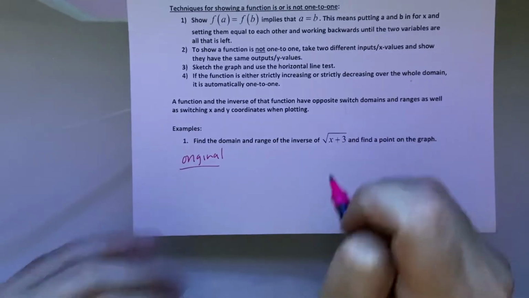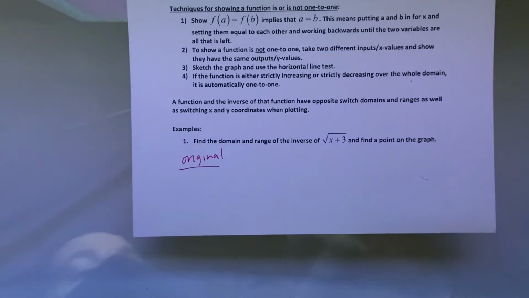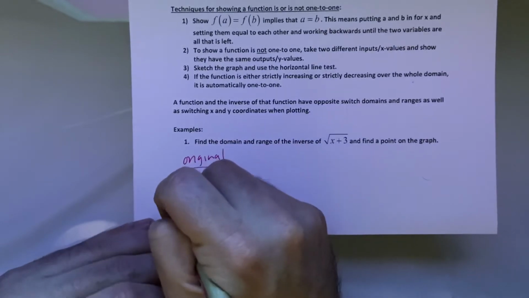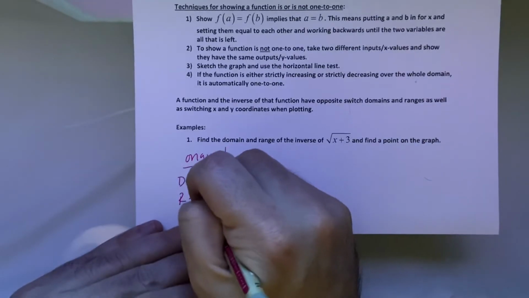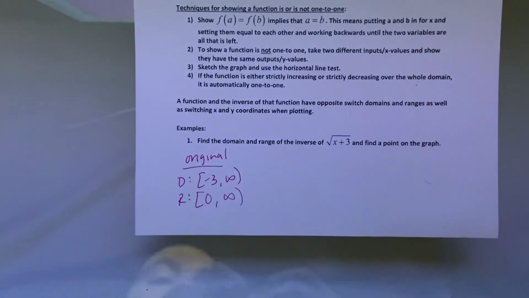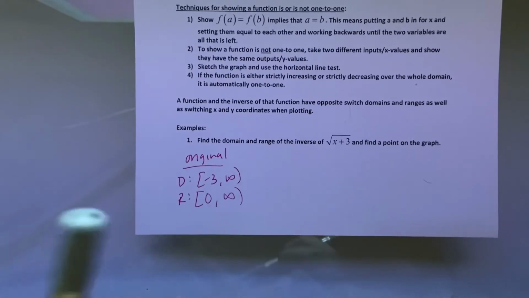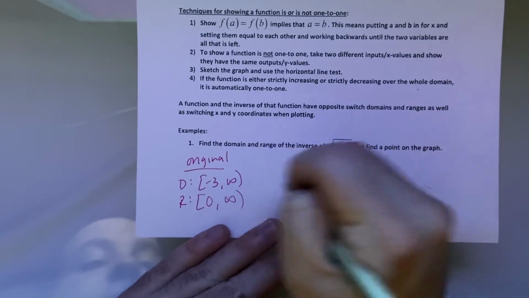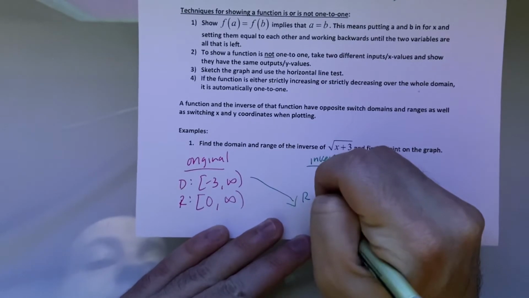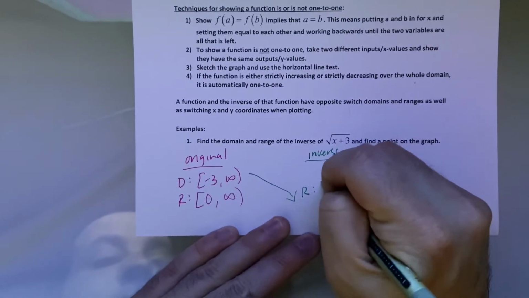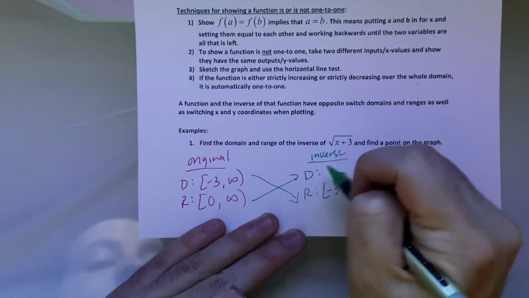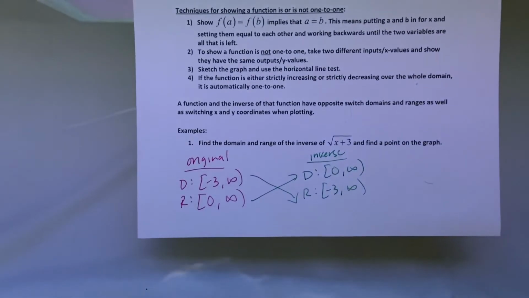the domain, what we know about square roots is you can only plug in non-negative numbers underneath it. So the domain here is -3 to infinity. And the range, our outputs are only non-negative, so it's from 0 to infinity. What happens for your inverse is it takes the domain and switches it to the range. It takes the range and switches it to the domain. Just flips them.